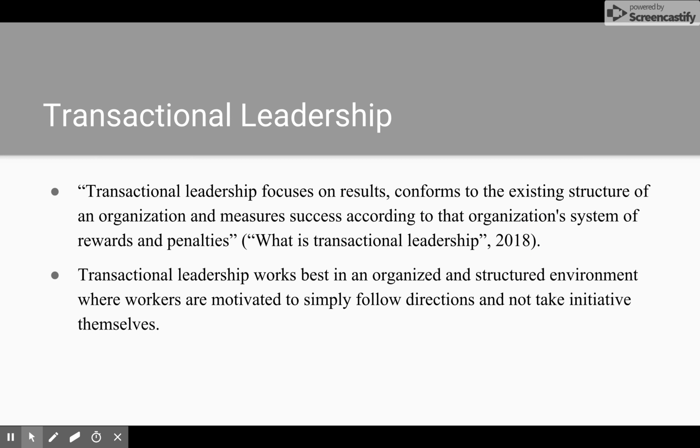Transactional leadership focuses on results, conforms to the existing structure of an organization, and measures success according to that organization's system of rewards and penalties. Performance reviews are one of the most common ways to judge employee performance, such as formal observations or walkthroughs in an educational setting. Transactional leadership works best in an organized and structured environment where workers are motivated to simply follow directions and not take initiative themselves.